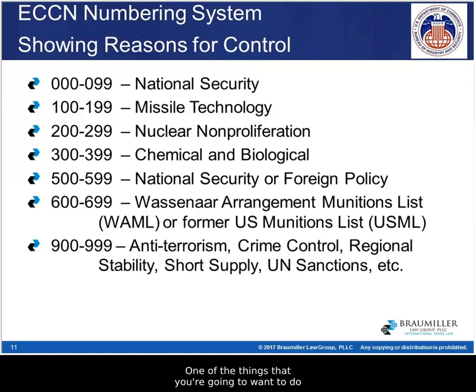One of the things that you're going to want to do when you're reviewing this is make sure that you're not a 600 series or a 500 series control, because of their nature, they're controlled a little bit more strictly than the rest of the categories. And then you have the 900 to 999 are anti-terrorism, crime control, regional stability, short supply, UN sanctions, things like that. So it generally is going to go from highest to lowest, except in the instance of the 500 and 600 series there.